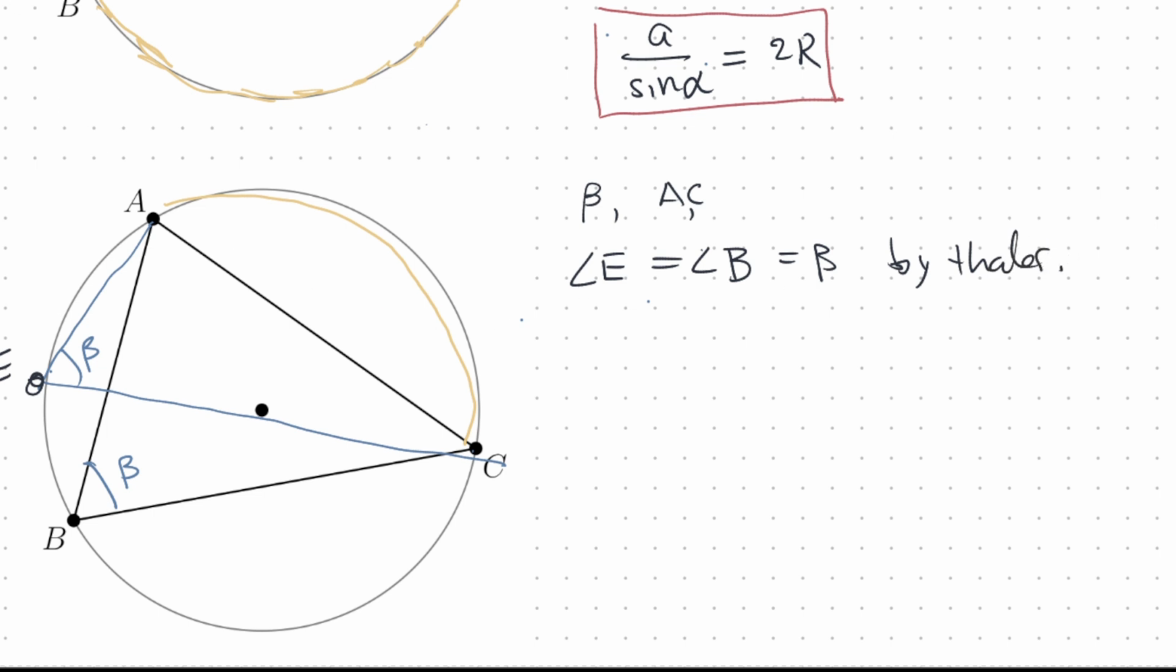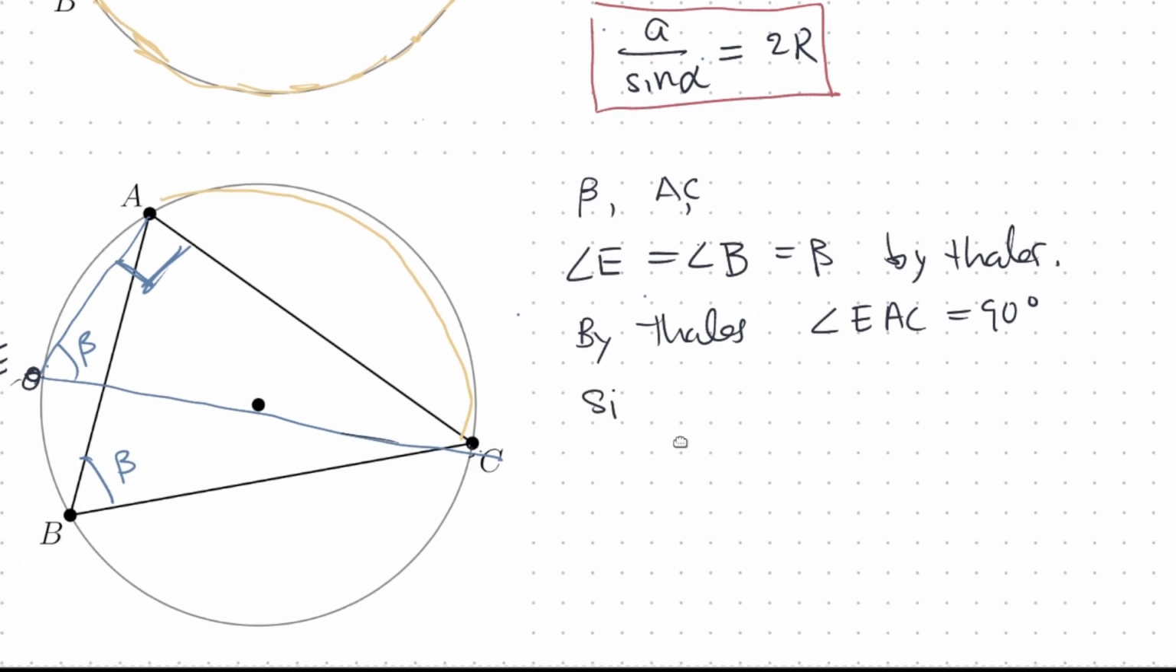And also by Thales, where is it? Yeah, here. This has got to be 90 because this from here to E to C is a diameter line. So also by Thales, the angle EAC is 90 degrees. So because we have a 90-degree angle, let's do some trigonometry.